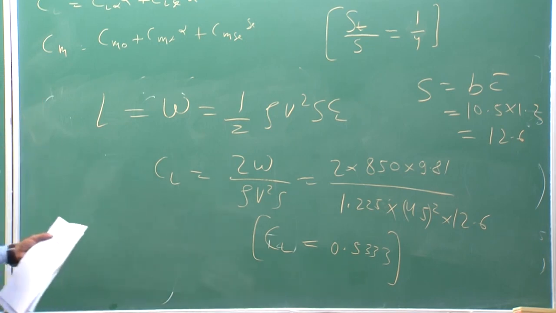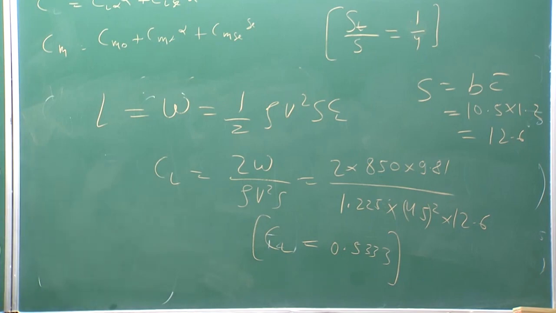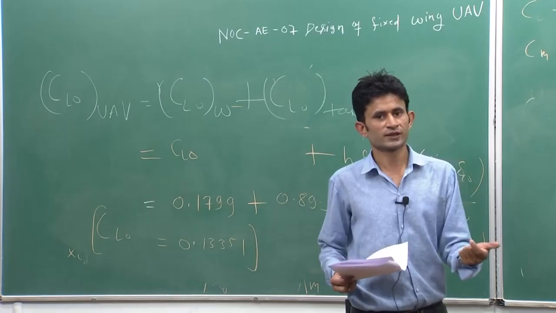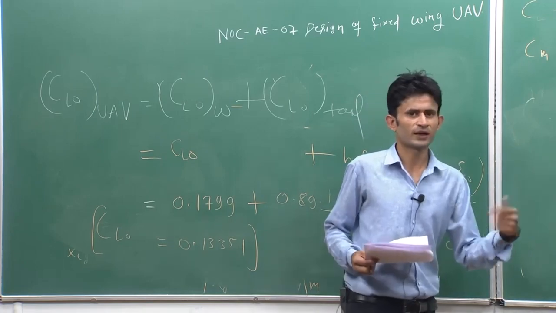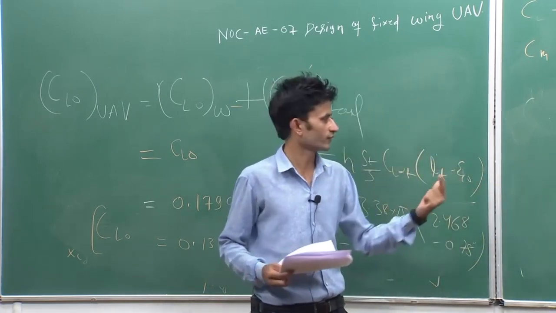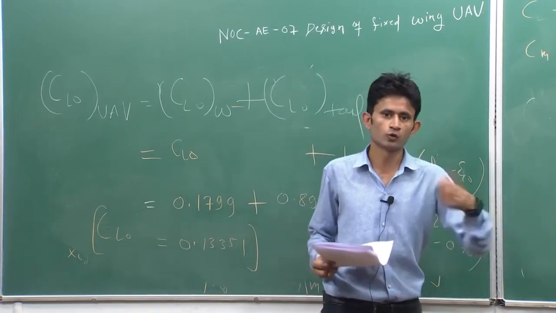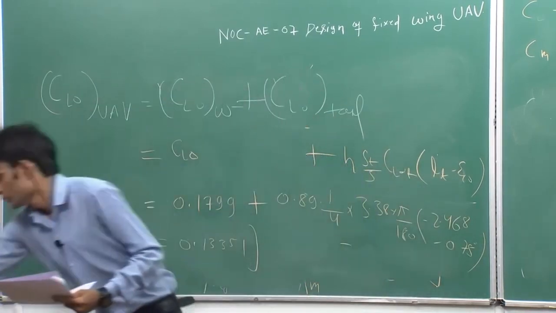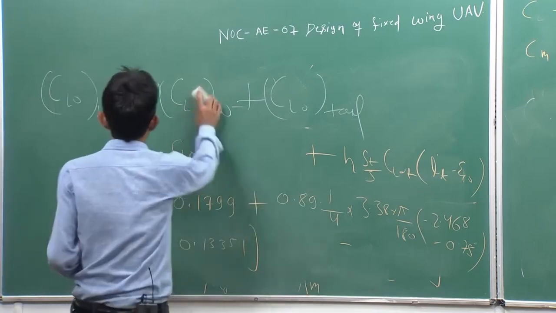This is the eighth question. In the ninth and tenth questions, you have to find the trim angle of attack of the aircraft, and to trim this aircraft at that particular angle of attack, which we will find in the next question, how much elevator deflection is required in order to trim the aircraft. So, we will solve this.